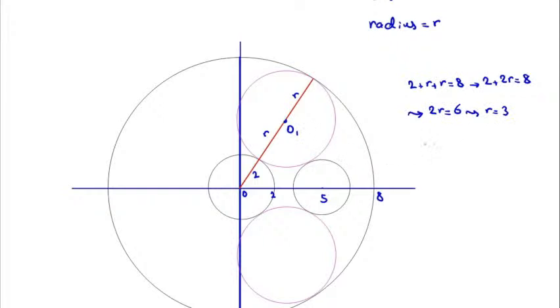So we have pi R squared here, pi R squared here. It will be 2 pi R squared. So it will be 2 pi times 3 squared, and 3 squared is 9. 9 times 2, 18. 18 pi. So let's consider other types of circles.